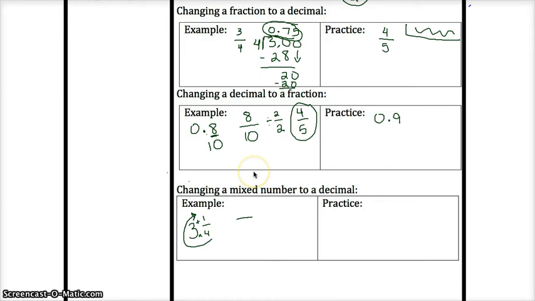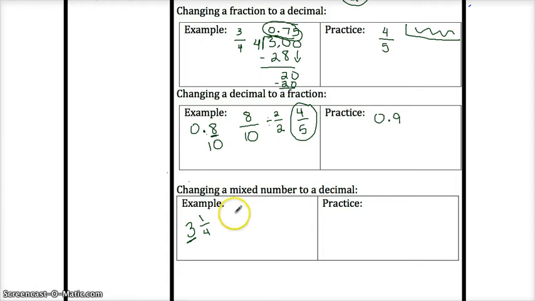To change a mixed number to a decimal, actually, I'm sorry, let me just erase this. You first need to start with a mixed number, and you'll have the example of 3 1/4. Okay, now there's 2 ways that you can change a mixed number to a decimal, and both will get you the same answer. So if you look at this mixed number, ask yourself, which one is the whole number? Well, it's the 3. The 3 is the whole number.